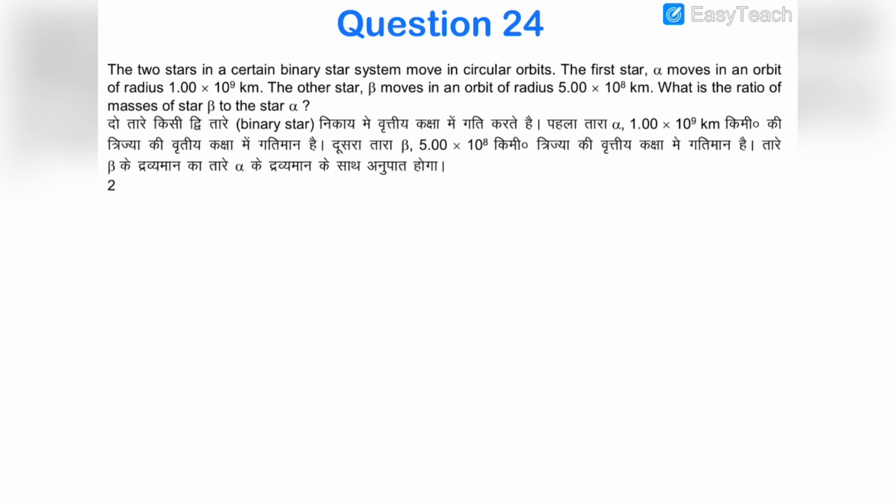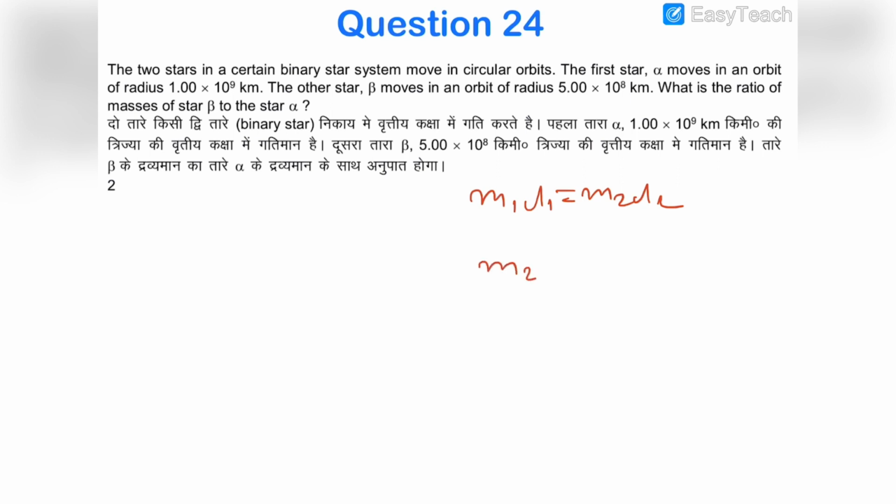So you know that in a binary star system these stars move around their center of mass, and obviously when they are moving around the center of mass, then m1 r1 will be equal to m2 r2, where r1 and r2 are their distances from the center of mass, or we can say that r1 and r2 are the orbit radius.